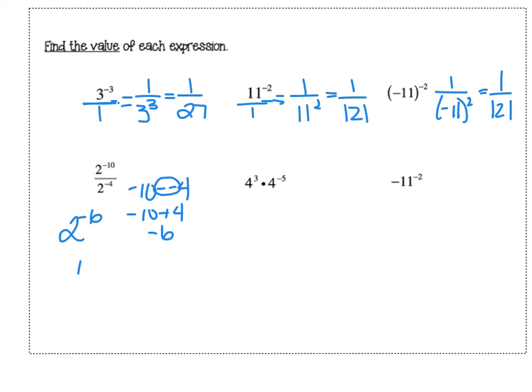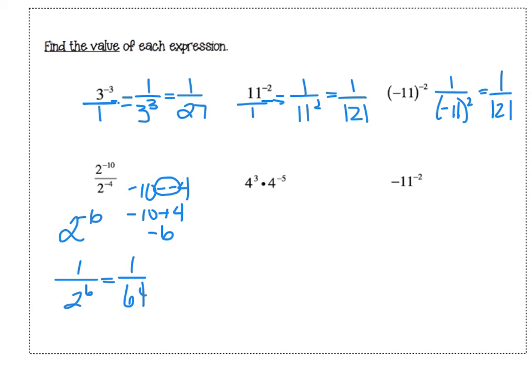We're going to write that with a positive exponent by moving it into the denominator and rewriting it as 1 over 2 to the positive 6th. When I multiply 2 to the 6th power, I get 64. So our answer is going to be 1 over 64.